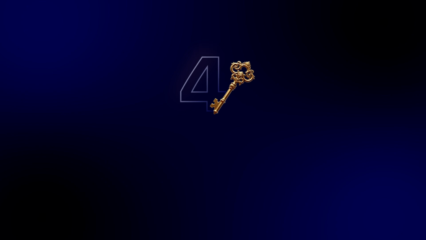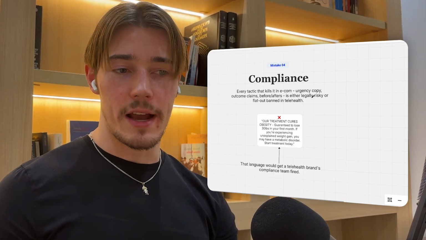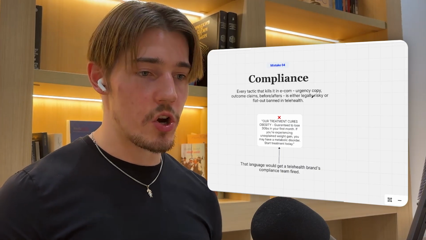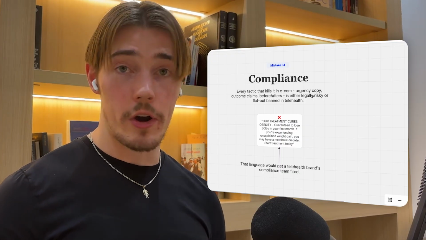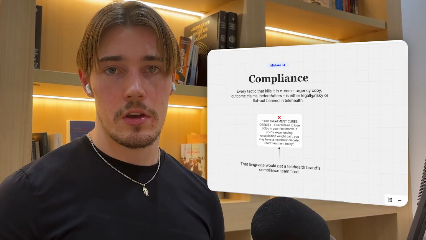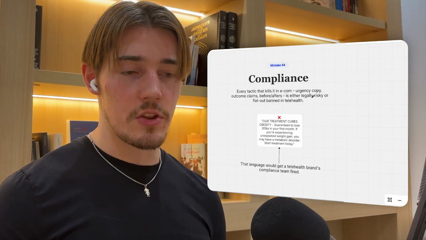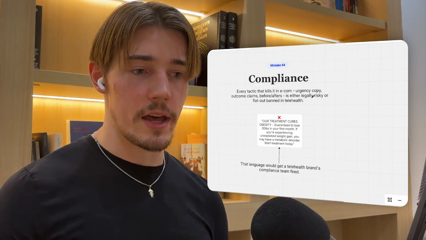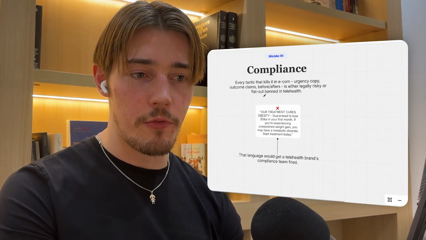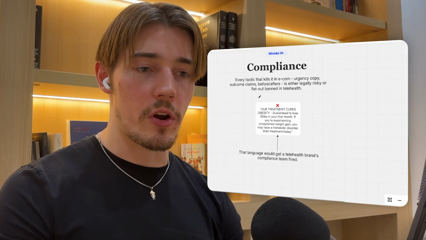And then mistake number 4, which is compliance. So every tactic that kind of kills it in e-commerce, urgency copy, outcome claims, before and afters, this is a little bit risky, or it can even be banned in the telehealth space when it comes to compliance. It doesn't mean that you couldn't do flash sales at all, or you couldn't do "offer ends at midnight" or whatever. You can still do that kind of stuff, but you need to be more careful about it.